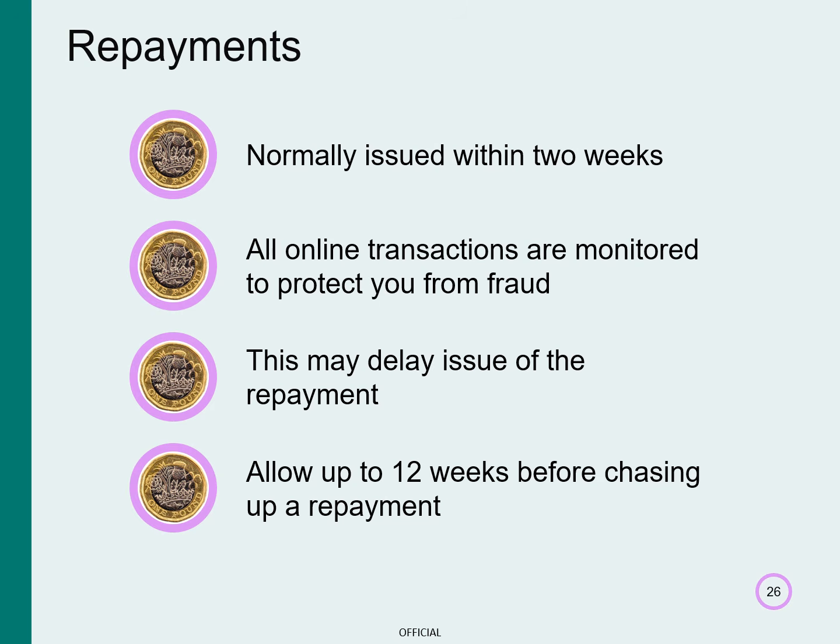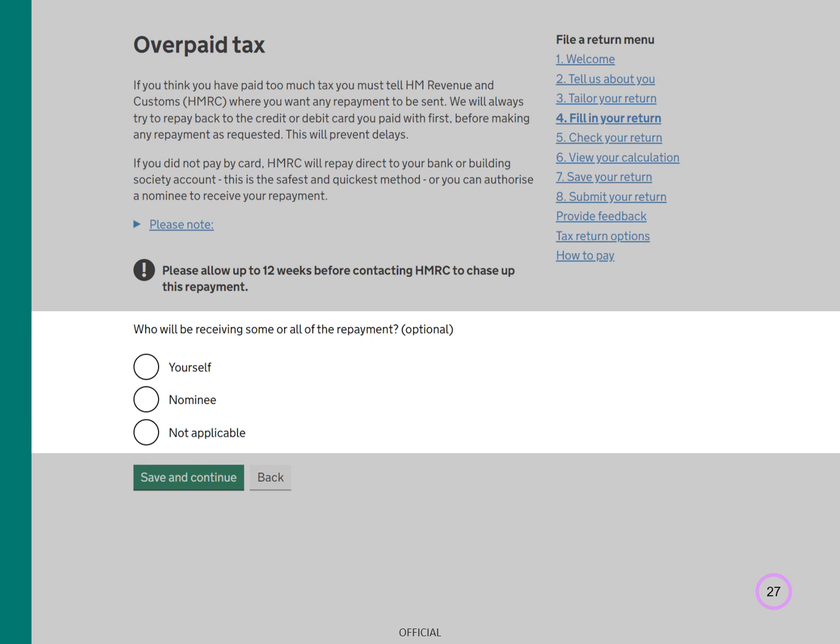We normally issue repayments within 2 weeks. However, we monitor all online transactions to protect you against fraud. This may cause delay to the repayment being issued, so please allow up to 12 weeks before contacting us to chase up a repayment. On the overpaid tax page, you can choose for the repayment to be issued to yourself, a nominee, or you can choose not applicable.